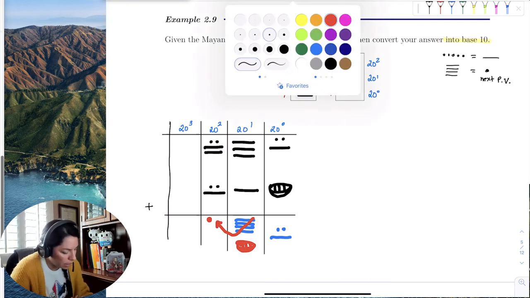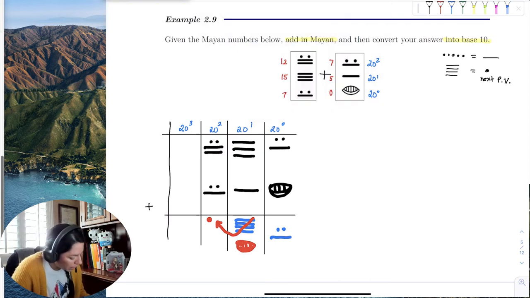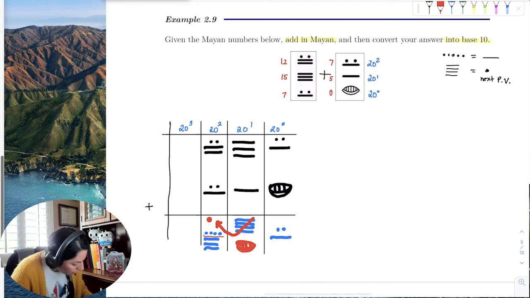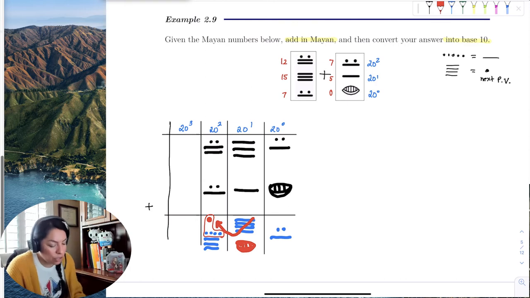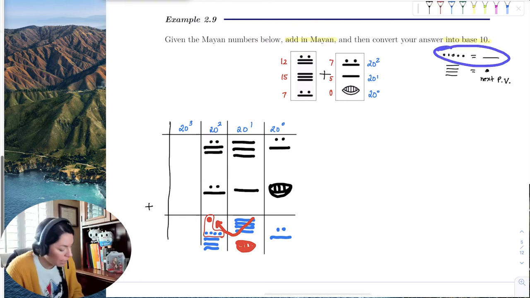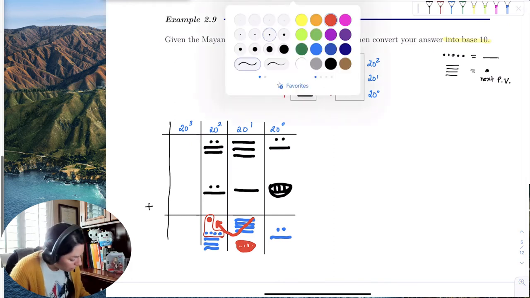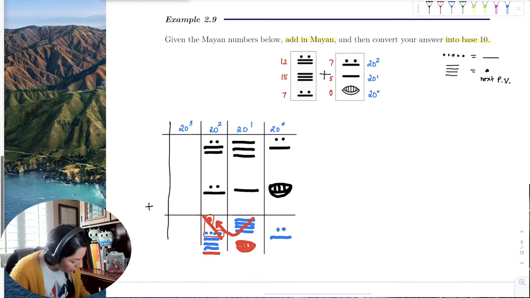Let's go ahead and add. So I have how many sticks? 1, 2, 3 sticks. And I have 1, 2, 3, 4 stones. But now I have to be careful, because now I have 5 stones. And if I have 5 stones, that becomes a stick, right? So now that becomes, let me slash it, a stick.